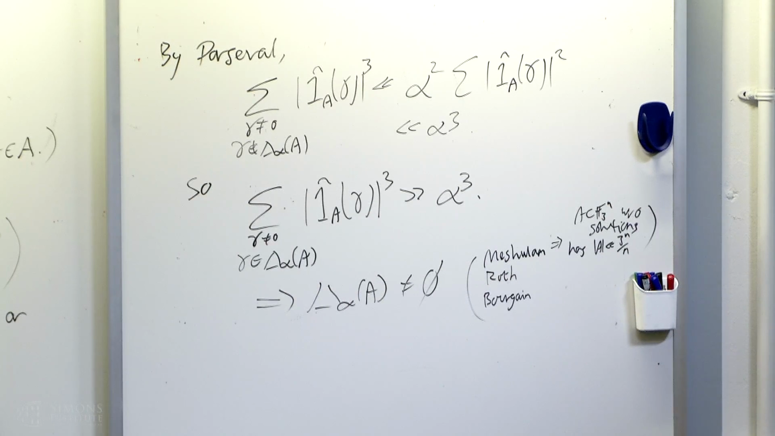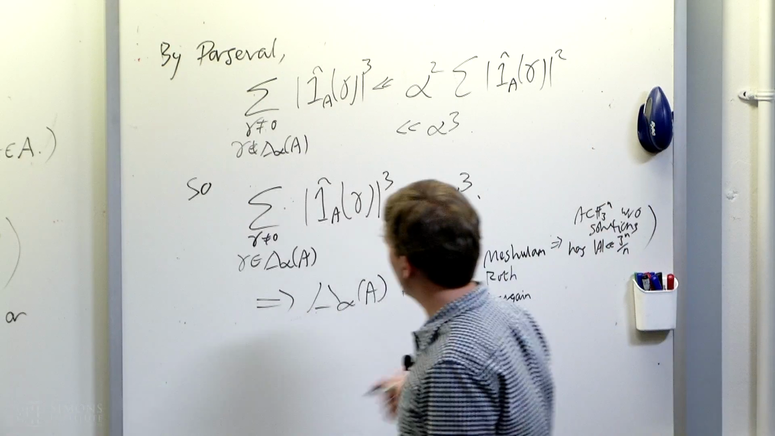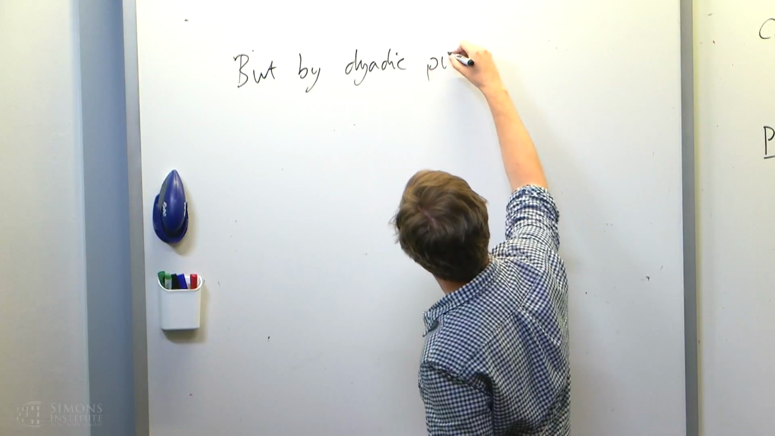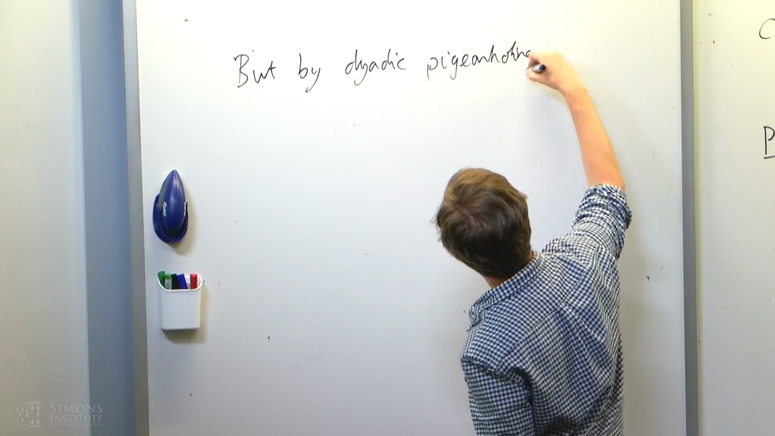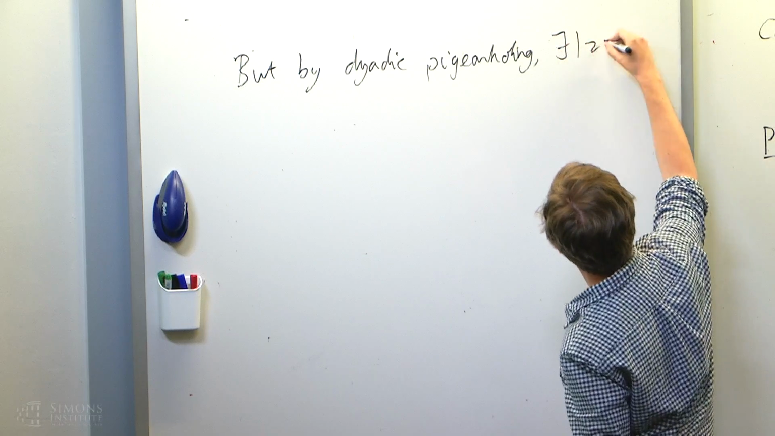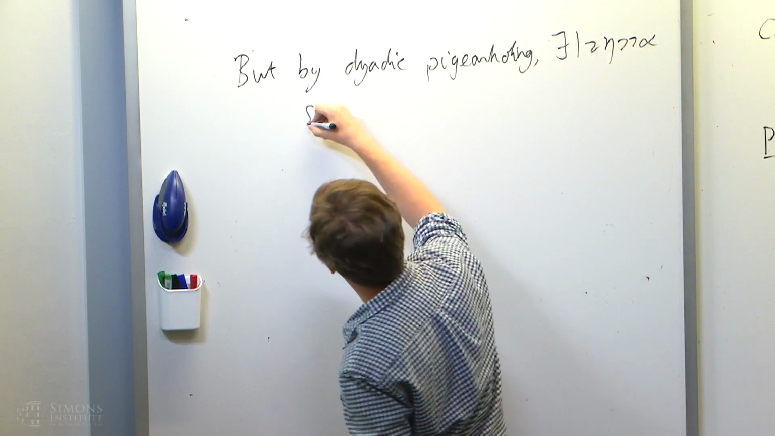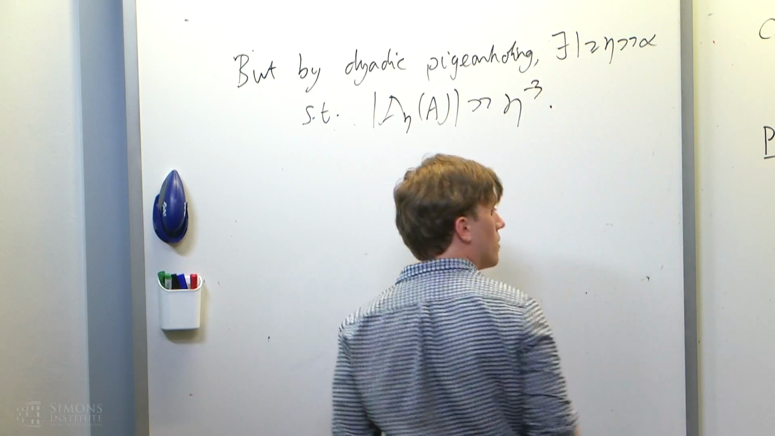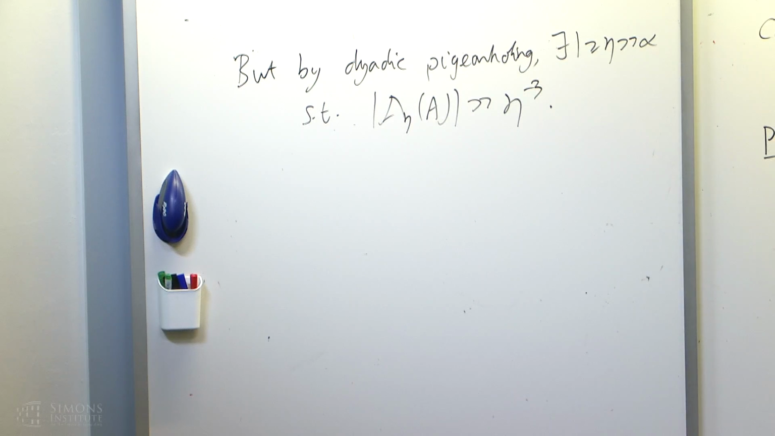But we can immediately do better in terms of what we can say about the spectrum just by dyadic pigeonholing, especially if you don't care about factors of log. So by dyadic pigeonholing, we can say more, namely that there exists some eta between 1 and alpha, such that the size of the eta level spectrum of A is at least eta to the minus 3. Which is already much stronger than saying it's not empty.